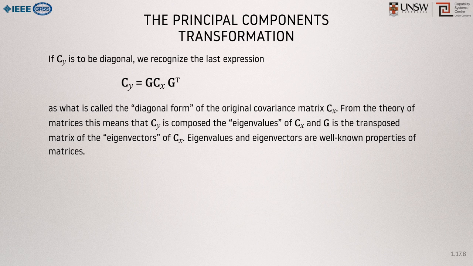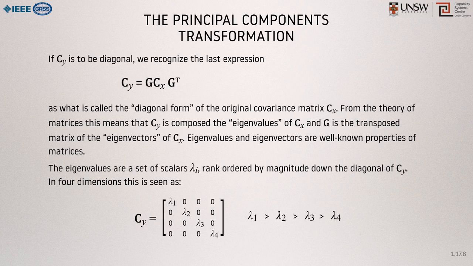Each matrix has a set of properties called its eigenvalues and eigenvectors. We will see how to get them in the next lecture. Usually, there are as many of each as the dimensionality of the matrix. The eigenvalues are just scalar quantities, which we've called lambda in this slide, that can be rank ordered from largest to smallest, as seen at the bottom of the slide. They are the diagonal entries of C subscript y, rank ordered from largest to smallest. The eigenvectors are a corresponding set of vectors. The matrix G transpose consists of the set of eigenvectors, so that G itself is a transposed matrix of eigenvectors.